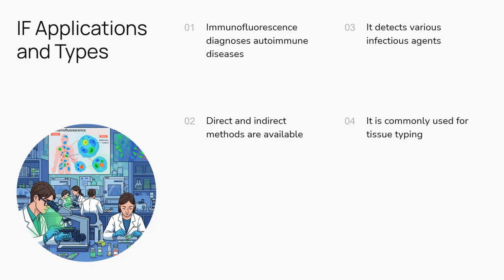Some things to remember for immunofluorescence is it provides highly specific localization of antigens in tissues or cells. It is crucial in the diagnosis of autoimmune, infectious, and dermatologic diseases. Its results depend on sample quality, antibody specificity, and microscopy techniques.